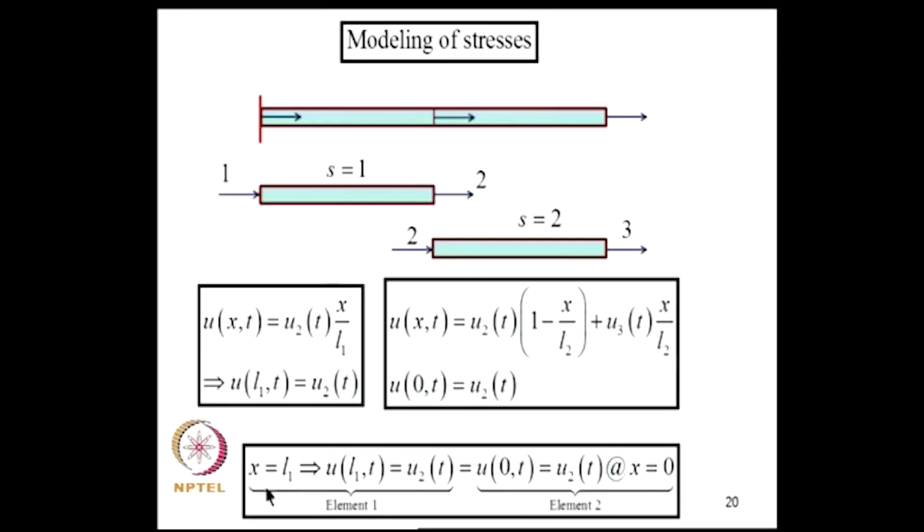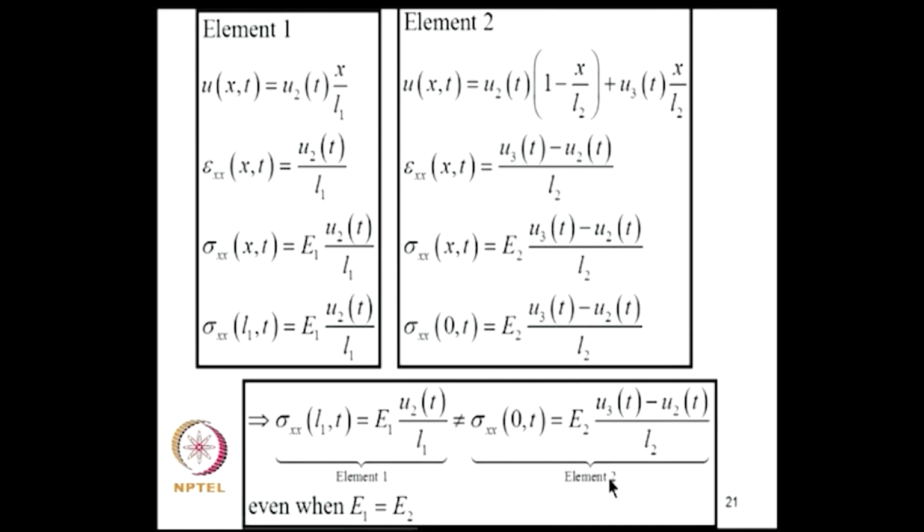Now, that means at x equal to L1, u of L1 comma t, which is viewed from element 1, is u2 of t, and viewed from element 2, which would be u of 0 comma t, is also u2 of t. So, there is no problem as far as displacement is concerned. Now, how about the gradients? We know that strains are spatial derivatives of the displacement. For example, epsilon xx, if you differentiate this with respect to x, I will get u2 of t by L1.